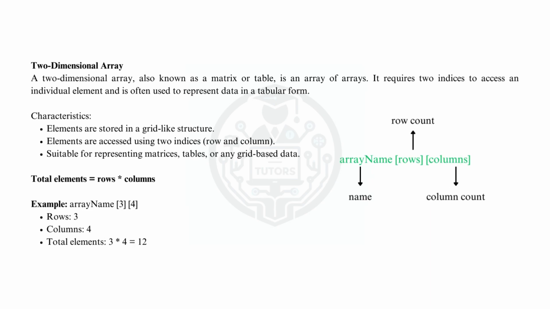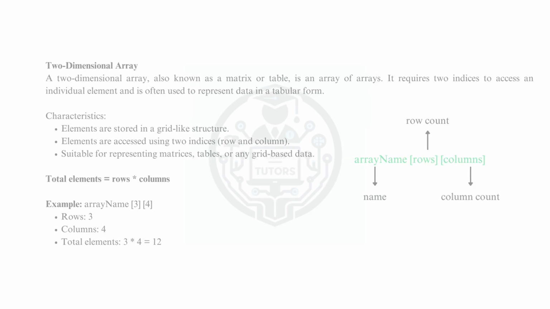Two-dimensional array, often referred to as a matrix or table, is an array of arrays. It requires 2 indices, one for the row and one for the column, to access an element. For example, array name represents a matrix with 3 rows and 4 columns, holding 12 elements in total. Two-dimensional arrays are perfect for representing tabular data like spreadsheets or matrices.